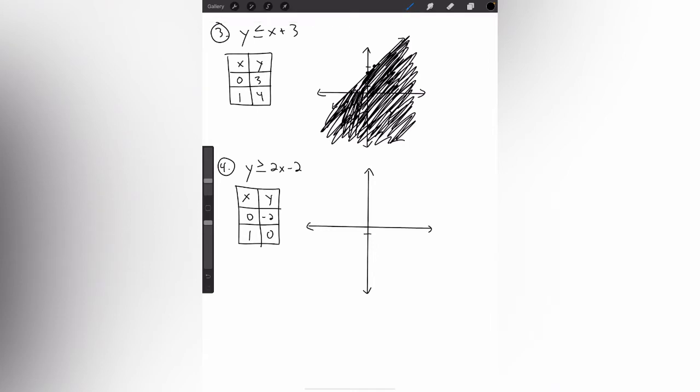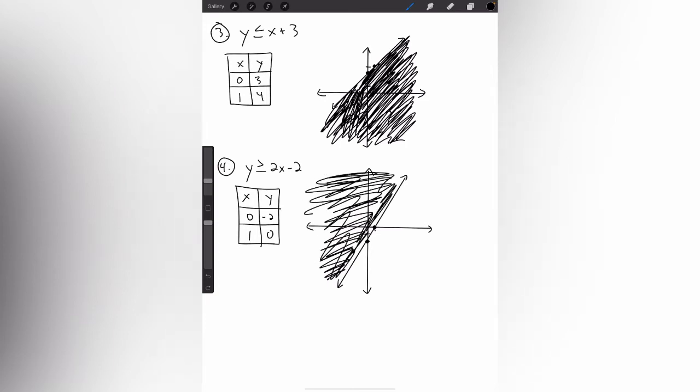Okay, so 0, negative 2, and 1, 0. And once again, this is going to be a solid line that goes through these 2 points. And the reason I know that is because of this symbol right here. It's a greater than or equal to symbol. And all the values that are greater than, so I'm going to go ahead and shade in all this up here. Right, so all these values above the line. All right, and that will be number 4. So now we got the hang of it. We should know how to graph these inequalities.